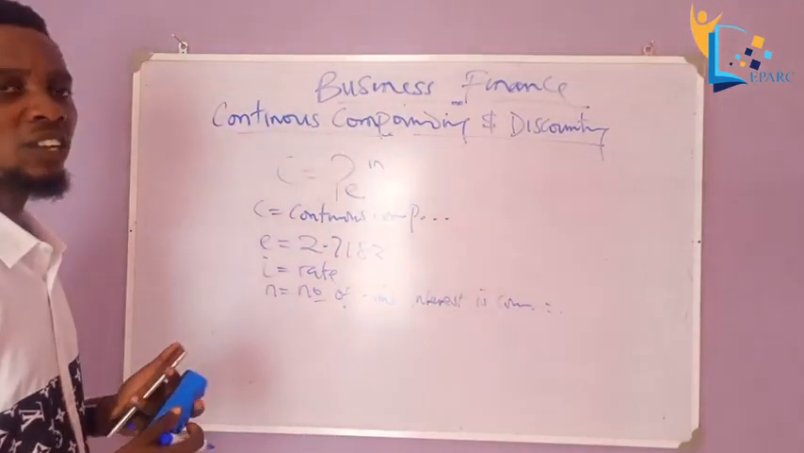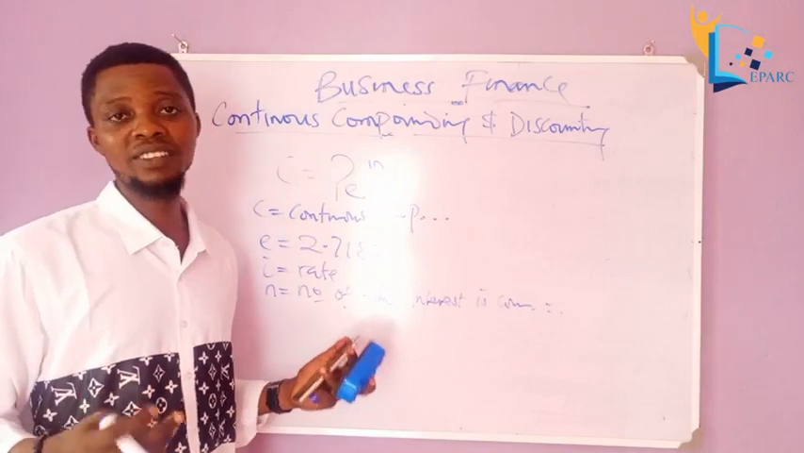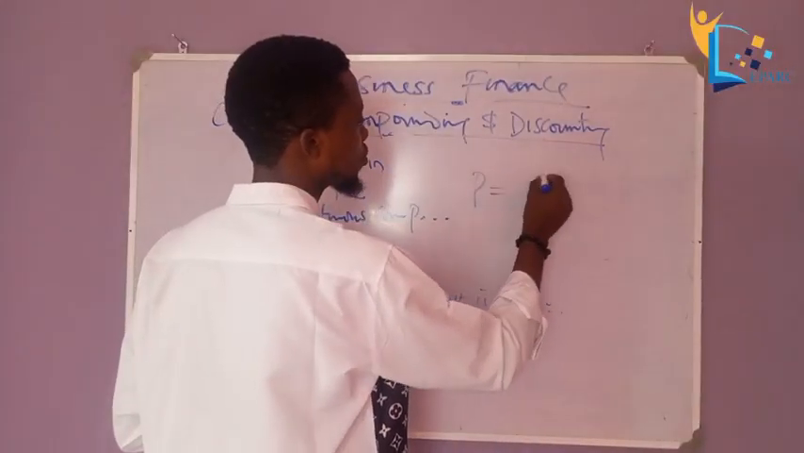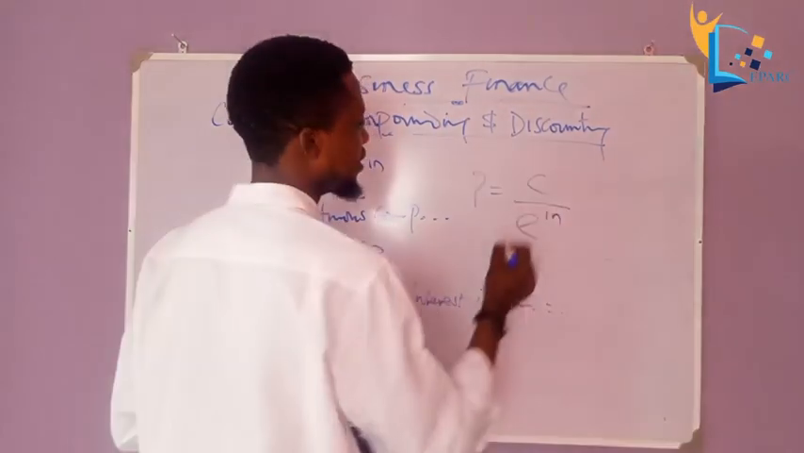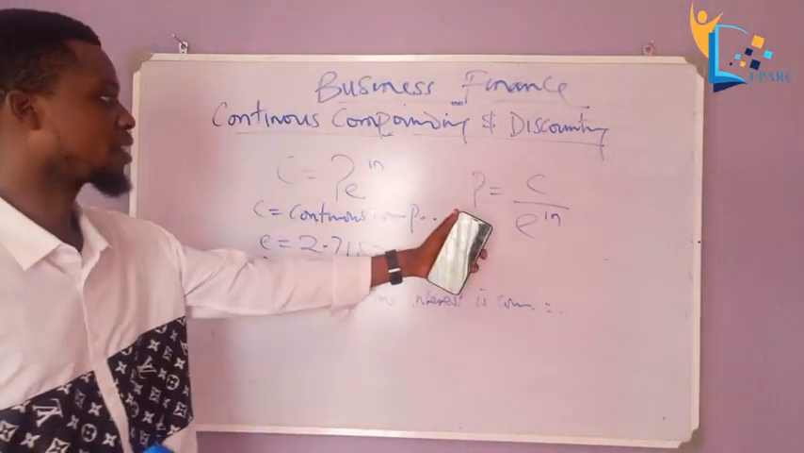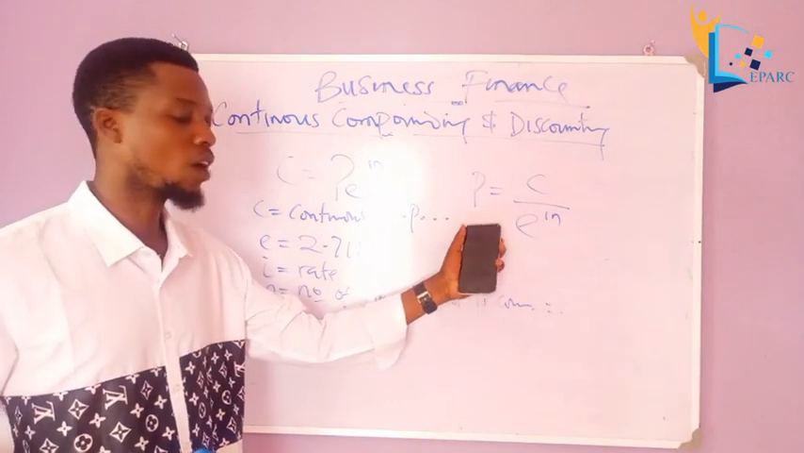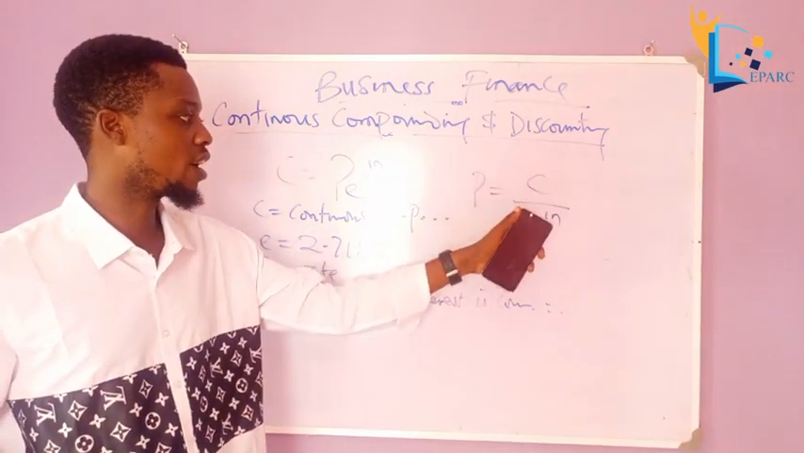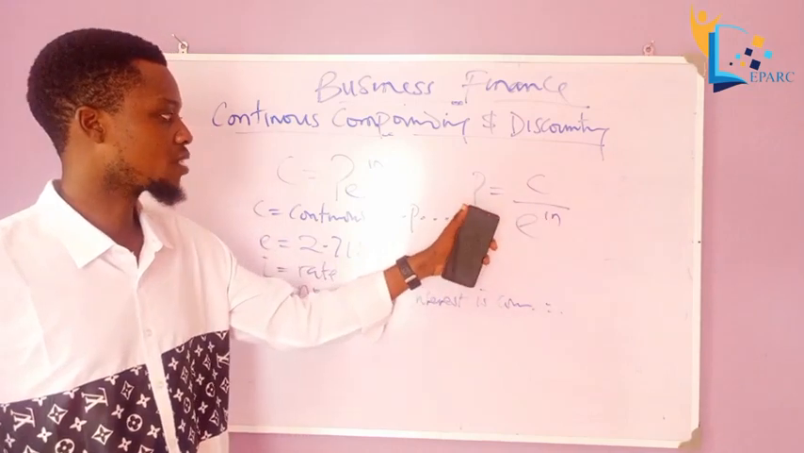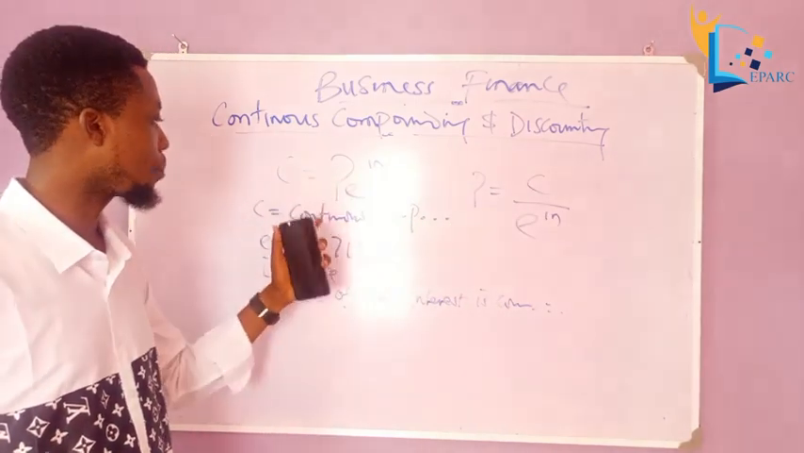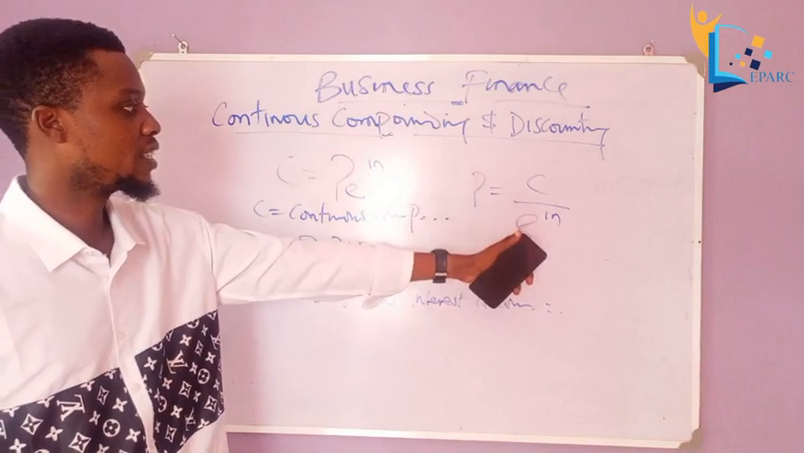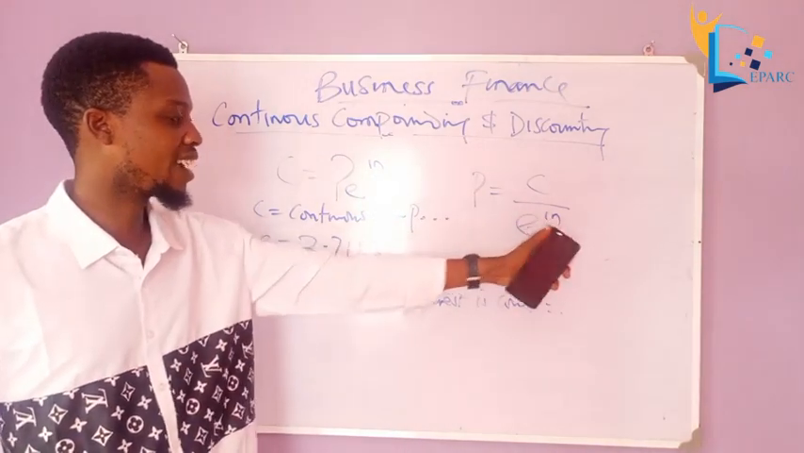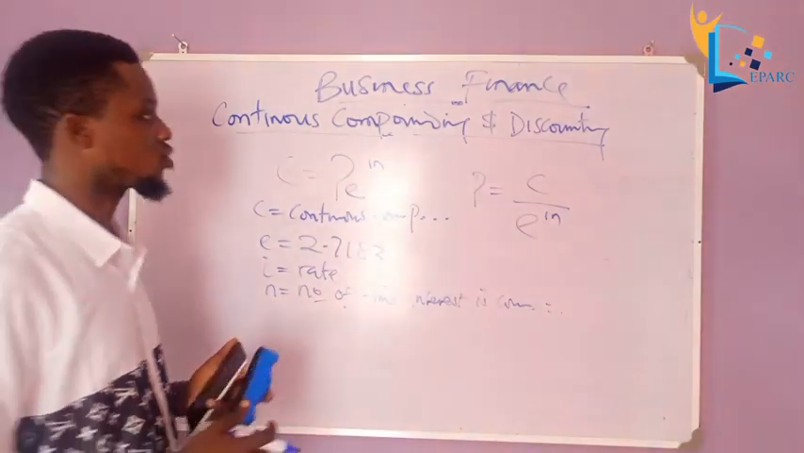Then alternatively, we want to know the present value of our continuously compounded amount. P is equal to C all over E raised to power IN. If we want to know the present value of our amount that is being compounded continuously, P is equal to C all over E raised to power IN. P is our present value, C is our continuous compounded amount, then E is equal to 2.7183, I is our interest, and N is our number of times interest is compounded.